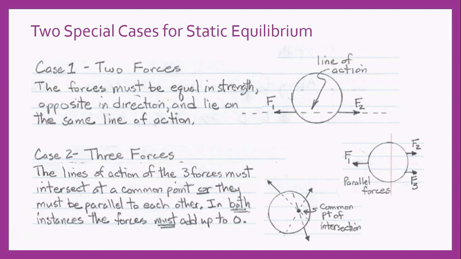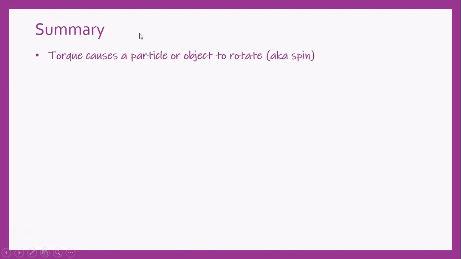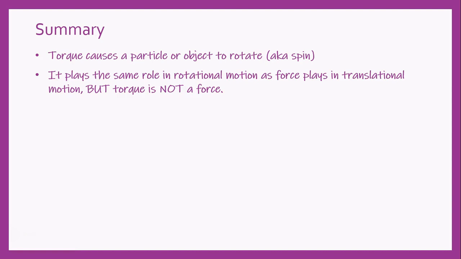This wraps up what we want to learn about torque and static equilibrium. Before we go, let's quickly review what we learned. In summary, torque causes a particle or objects to rotate. Another word for rotation is spin. It plays the same role in rotational motion as force plays in translational motion, but torque is not a force. Torque is created by applying a force to a lever.